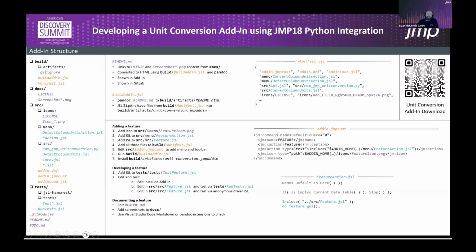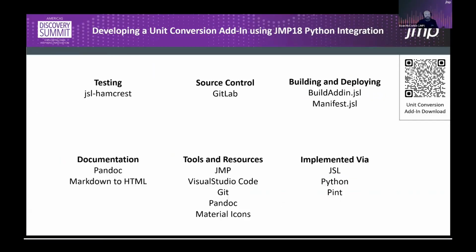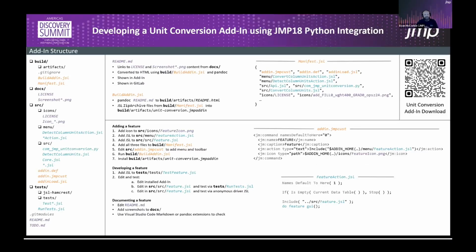So the structure of the add-in at the top level kind of looks like this. You've got a build folder, docs, source, tests, and then the README markdown files. The tests are kind of separate off on their own. The build has the build add-in and the manifest file, and the artifacts subfolder, which is where the HTML goes and where the JMP add-in itself will go when it is built. Docs are mostly screenshots and things like that.